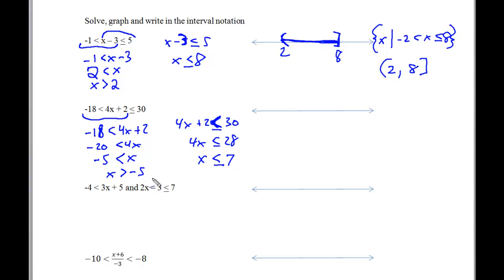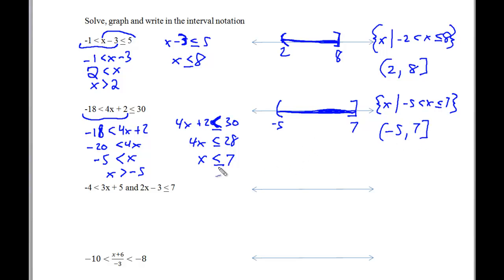So let's see. X is greater than negative 5. So this is going to be a soft parenthesis at negative 5. And x is less than or equal to 7. We're going to put a hard bracket at 7 and connect the dots between the two of them. All right. Looking good. So let's look at our set builder notation. We have negative 5, which is less than x, which is less than or equal to 7. And if we're looking at our interval notation, negative 5 comma 7 hard bracket, having to deal with what the symbols are over here.